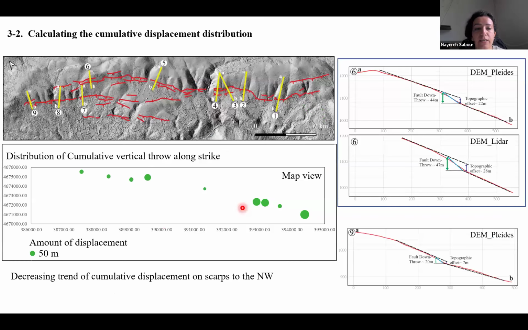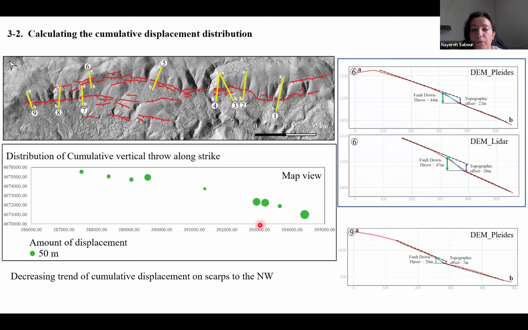And the other observation that we used was the vertical throw along the strike. So we selected 9 places where we have an obvious scarp, and with a profile, we determined the vertical throw. As this is manual, I'm preparing a code in MATLAB to calculate it automatically.